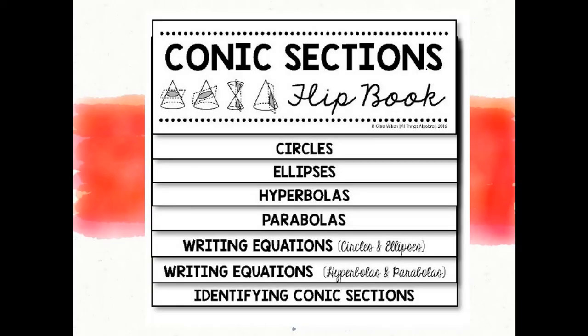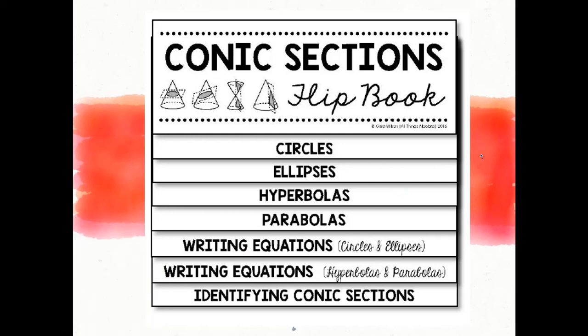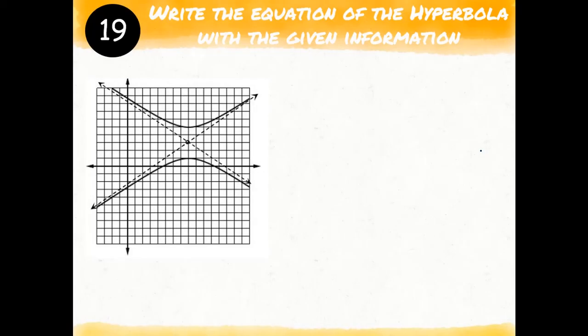Now, let's talk about how to write the equations of these guys. They're a little bit difficult, but they're not exceptionally terrible. So you're going to want to find in your foldable the writing equations, hyperbolas, and parabolas tab. So go and flip to that tab here quick. And let's take a look at problem number 19.